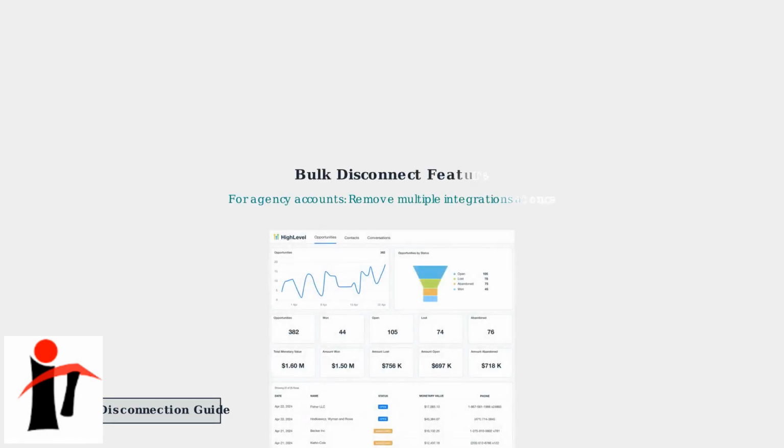Keep in mind that existing funnels or campaigns linked to the page may break, requiring reconfiguration. GHL also has a bulk disconnect feature for agency accounts to remove multiple integrations at once.